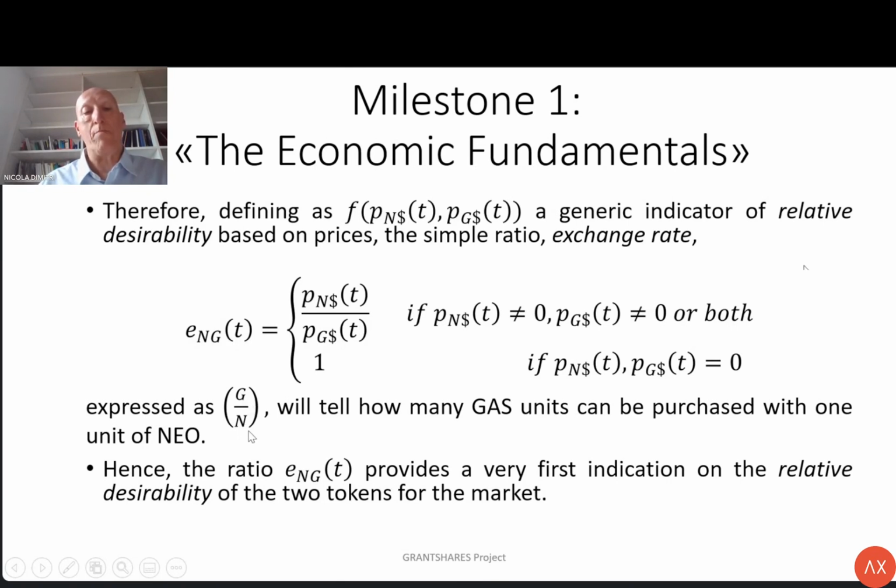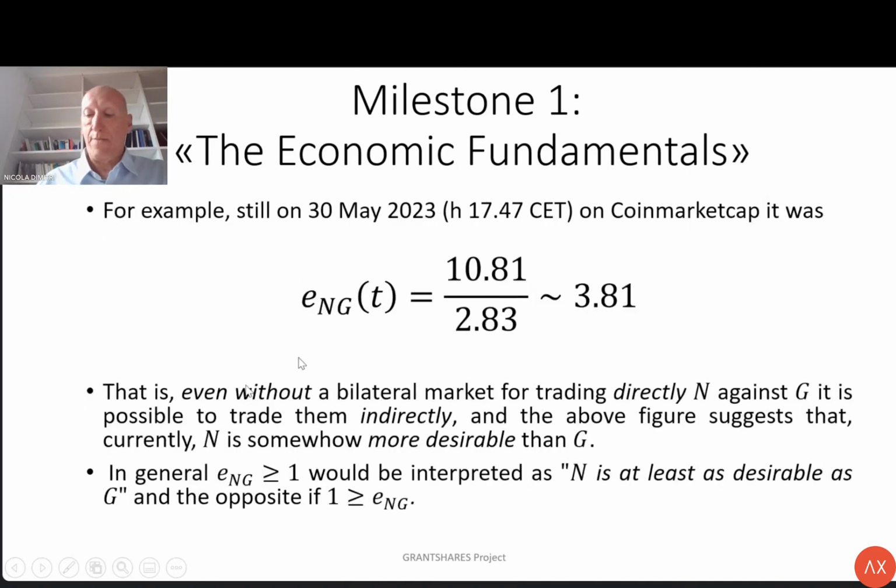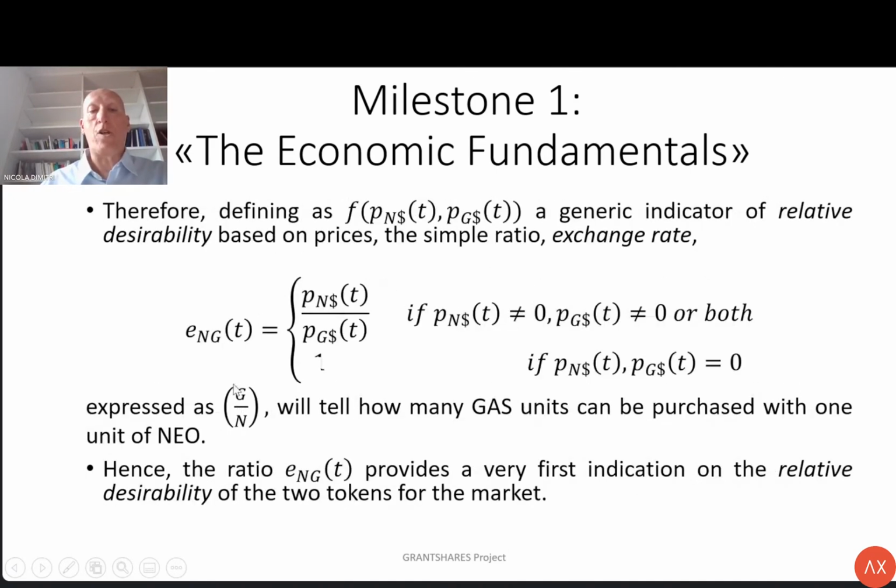gas tokens you can buy with one NEO token. In fact, it's expressed in terms of G over N as a unit of measurement. And again, let me say, how many gas tokens you can buy with one NEO token. That's the most natural and intuitive indicator of relative desirability: how much you need of one token to buy the other one.